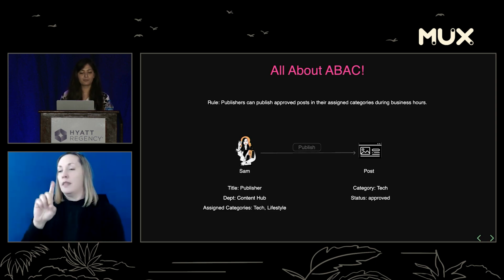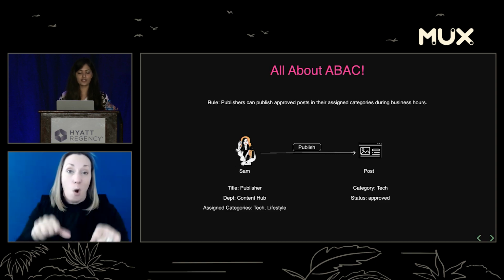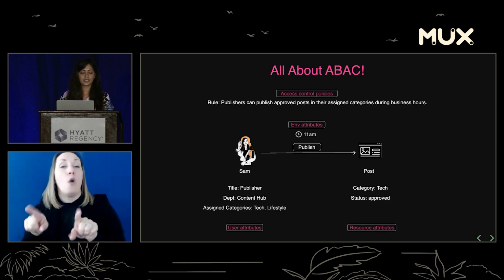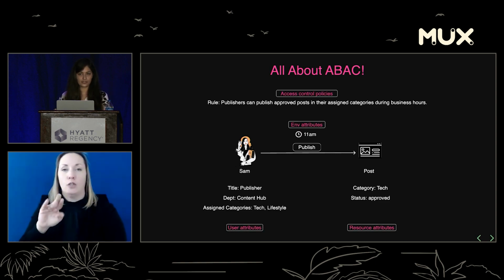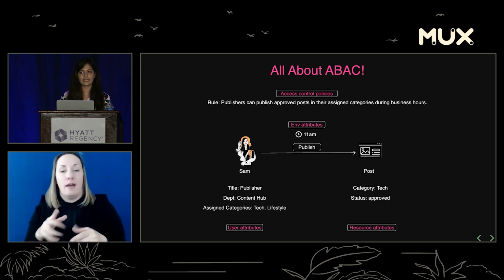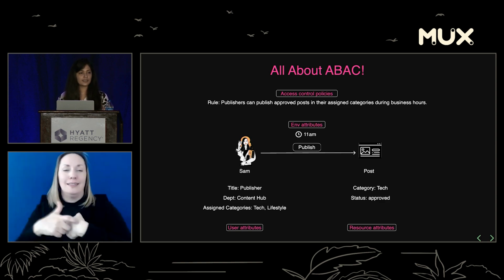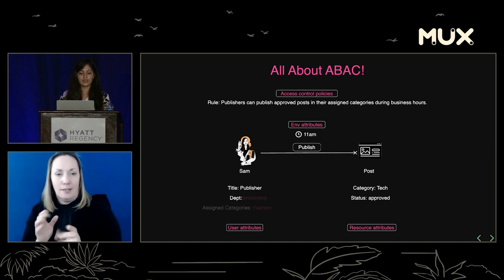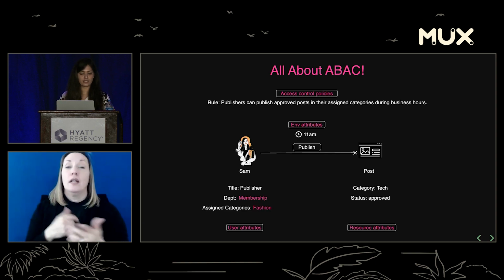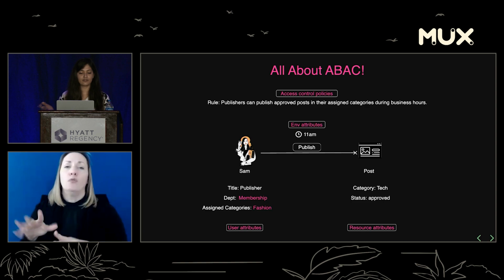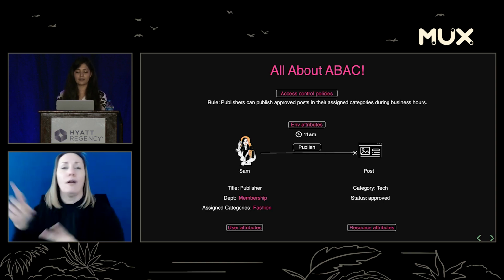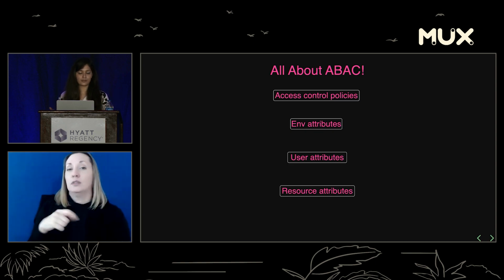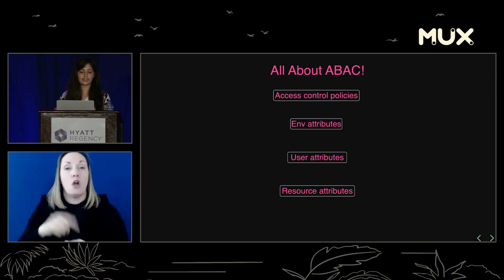Now, if Sam wants to publish this post, access is granted not just based on her role, which is the case with role-based access control, but also based on her attributes, the attributes of the post, which is the resource, and environmental attributes like time and location. So these three components, along with the policies themselves, are the 4 core components that make up ABAC. Now, if any of her attributes change, like she moves to the membership department or is assigned to fashion, her access is automatically revoked. And because all of these attributes are incorporated into the decision-making process, your application's security is much, much more robust.